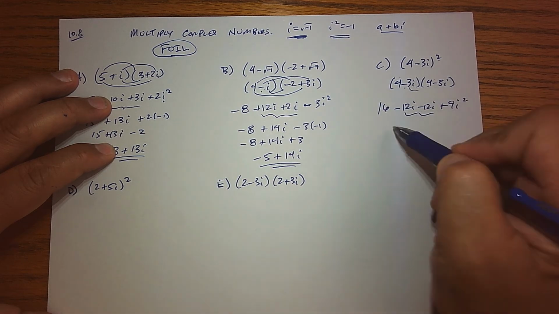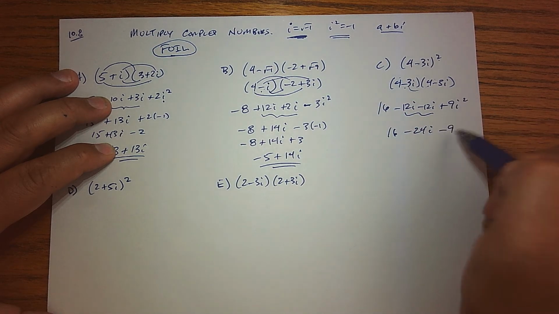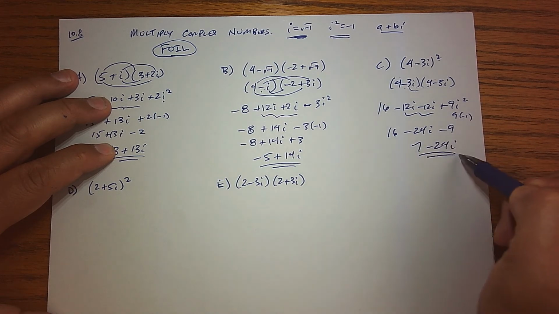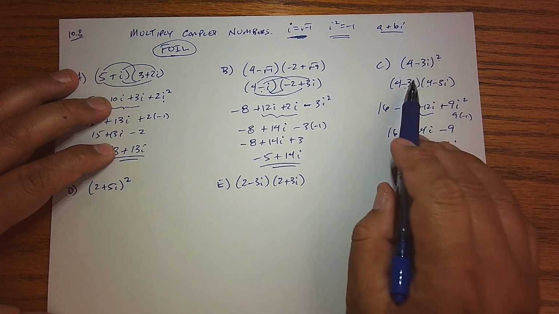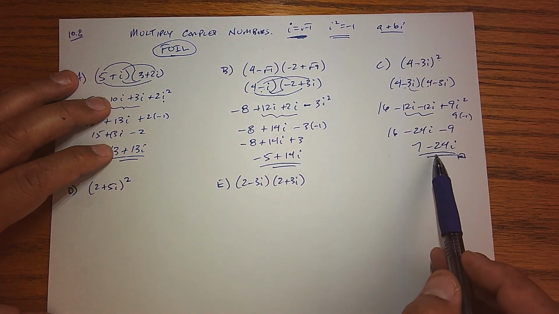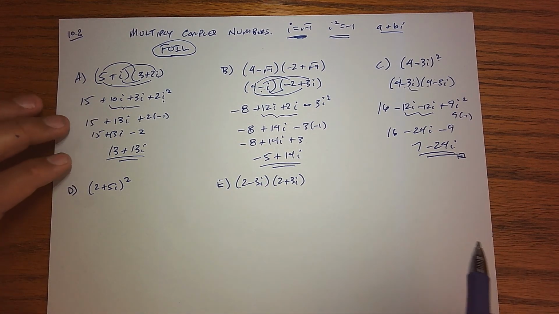And so these two combine. That's going to be basically a negative 9, right? So we have 9 times negative 1, which is basically minus 9. 16 take away 9 is 7. And there you have it. So there's our final answer for that. So this square, kind of a perfect trinomial square if you would, results in that complex number 7 minus 24i. Alrighty, and so keep on going.